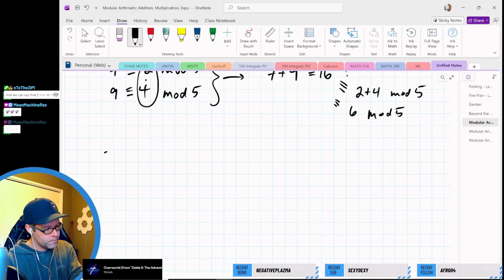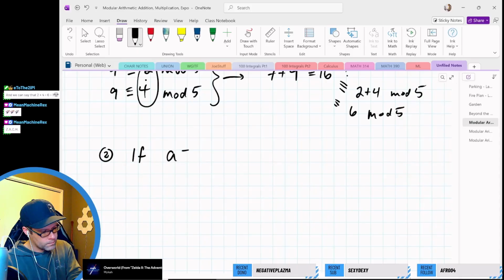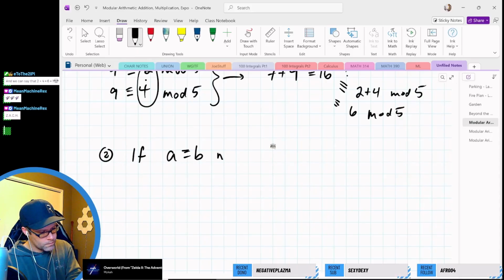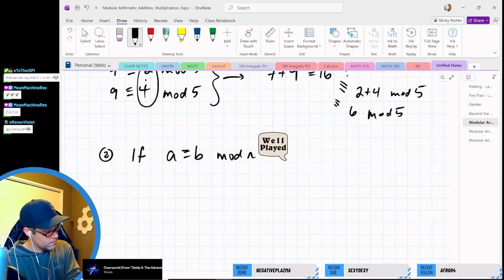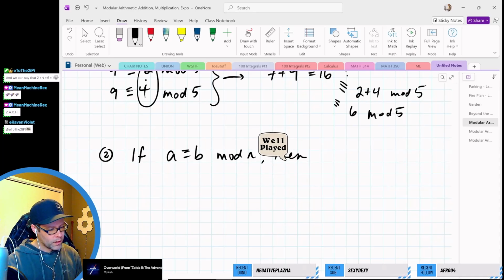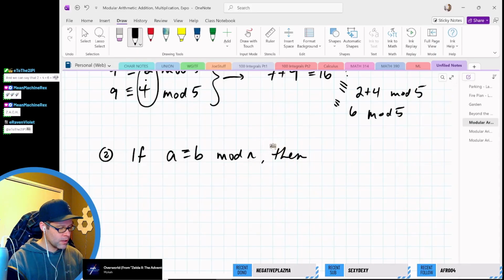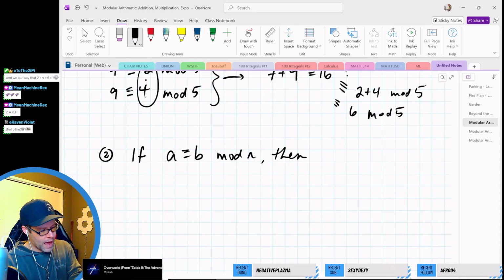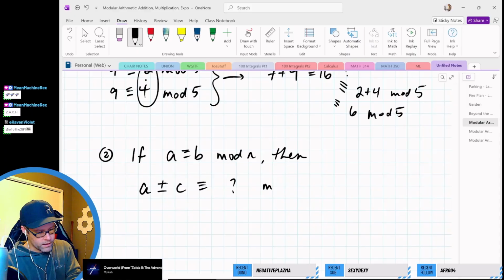Okay, property number 2. If I take a congruence relationship, so like A is congruent to B mod n, and I maybe add or subtract something from the left-hand side. So let's say I want to alter A by some value. How do we think that's going to affect the right-hand side, as long as I stay in the same mod base?